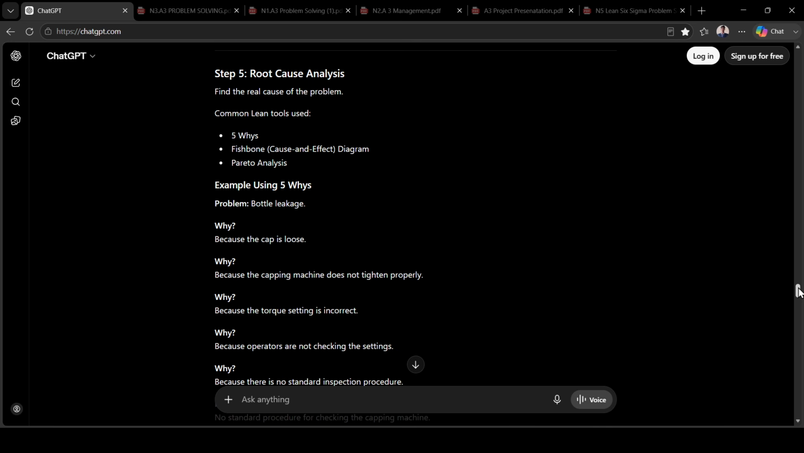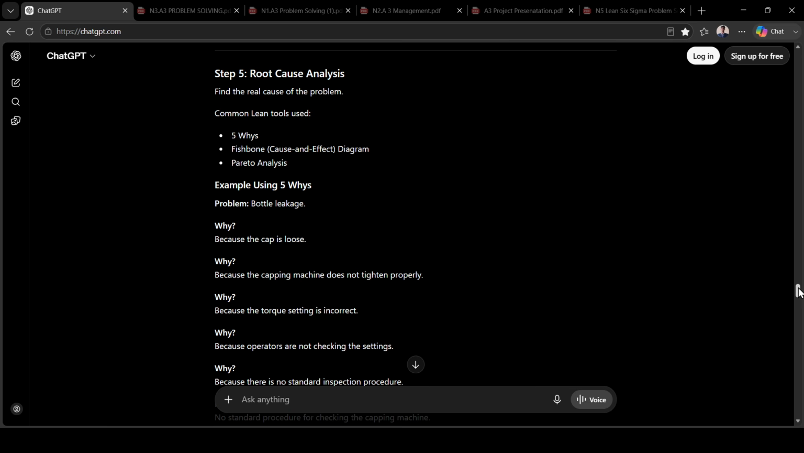So step five, root cause analysis. Find the real cause of the problem. Common tools are 5 Why, fishbone diagram or cause and effect diagram, and Pareto analysis. So, an example using 5 Why, for the problem of bottle leakage.